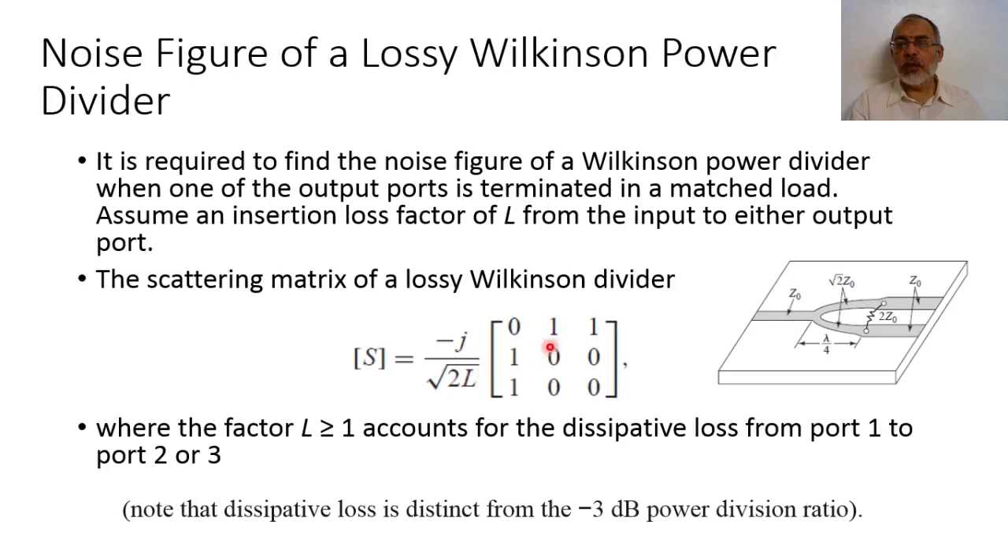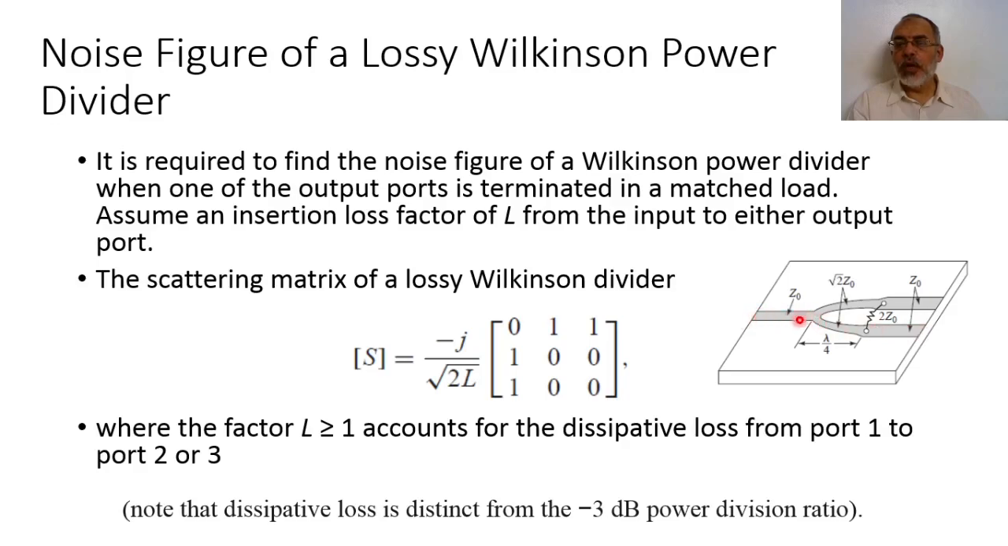On the other hand, if the power is incident from port 2, it will be delivered to port 1, and half of the power will be absorbed by the shunt resistance 2Z0 here, such that port 3 is isolated. So if the power is coming from port 2, half of the power will be delivered to port 1. So S12 is 1/√2 as a magnitude, while S32 is 0.